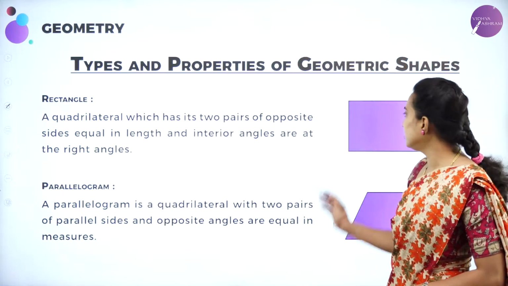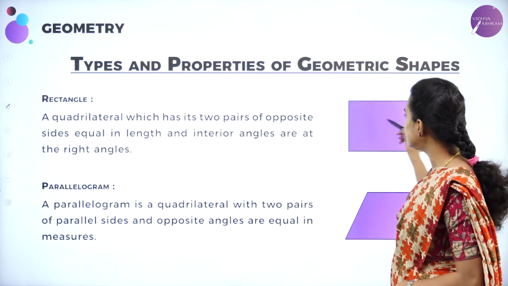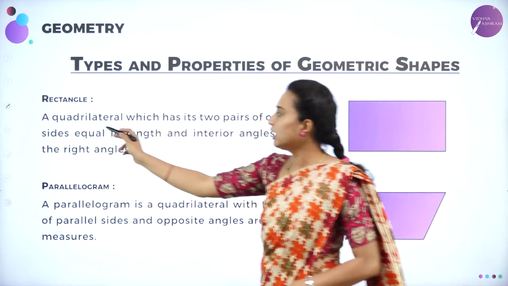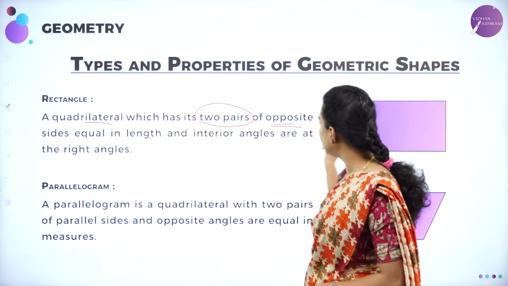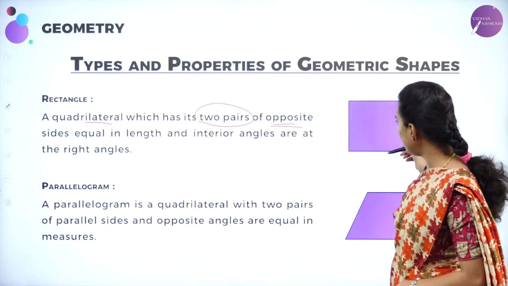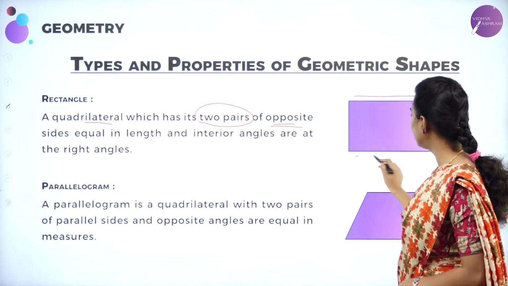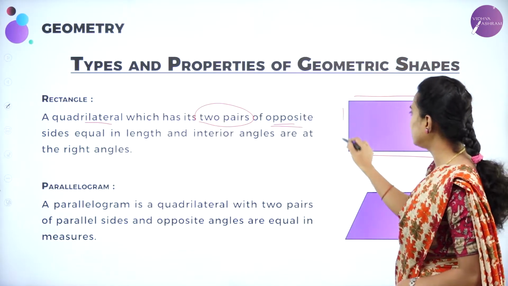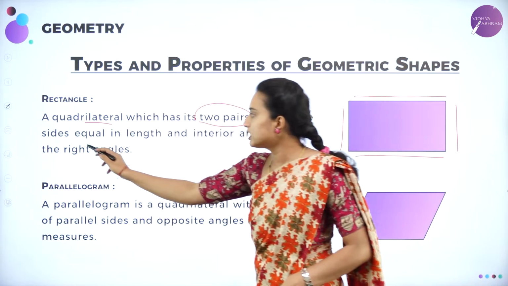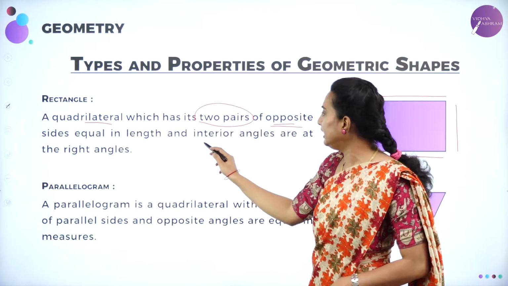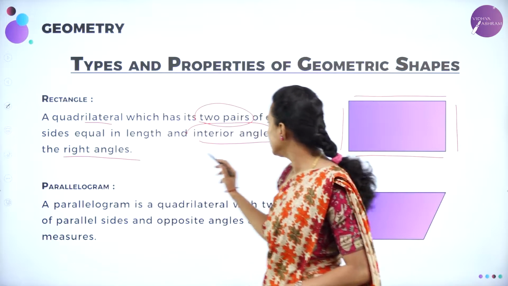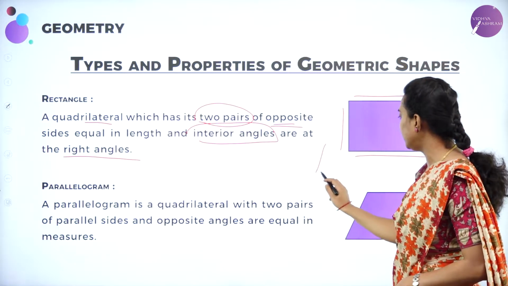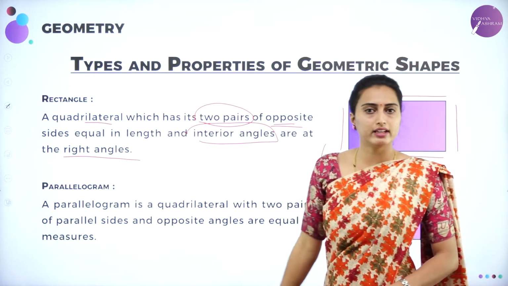Next, we'll be moving on to the rectangle. In a rectangle, opposite sides will be equal. It is a quadrilateral which has 2 pairs of opposite sides. This is one pair, and this is another pair. 2 pairs of opposite sides are equal in length, and the interior angles are right angles. This one, you can observe, the interior angles are right angles.